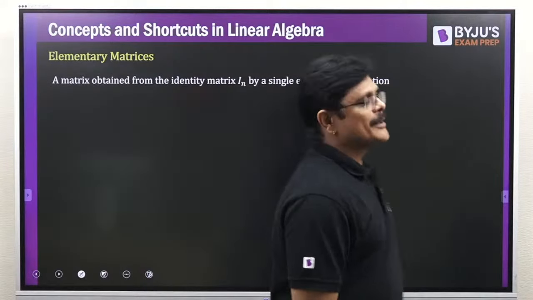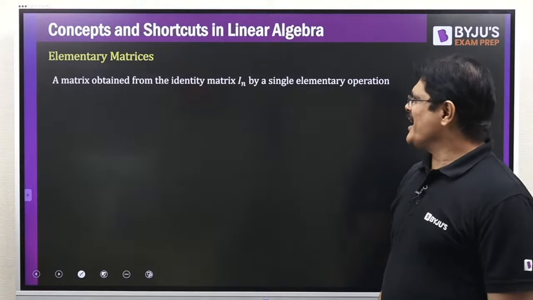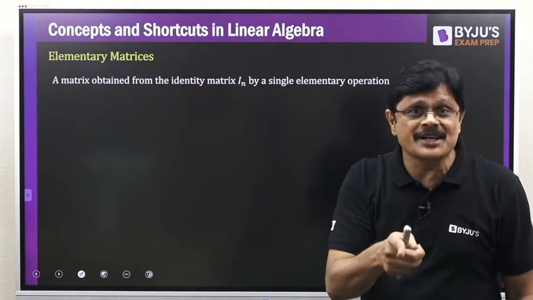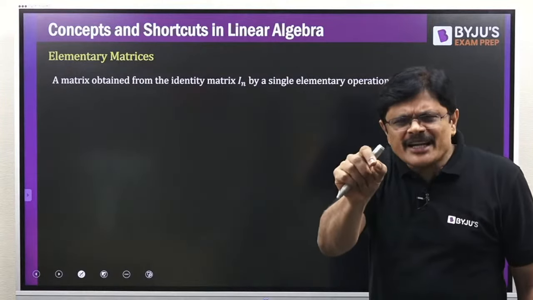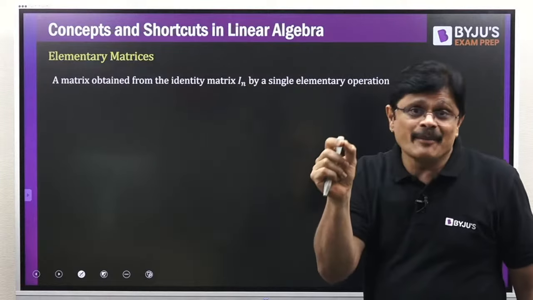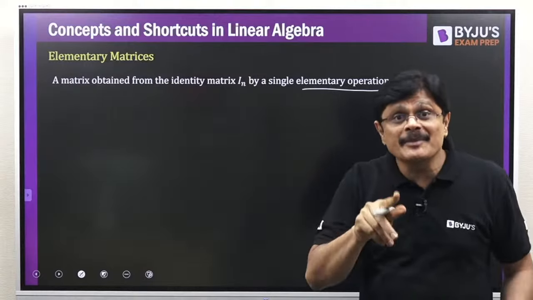Good. Now comes the topic of today, elementary matrices. A matrix obtained from an identity matrix by a single elementary operation. Take an identity matrix, do a single elementary operation on that. Elementary operation means row or column.